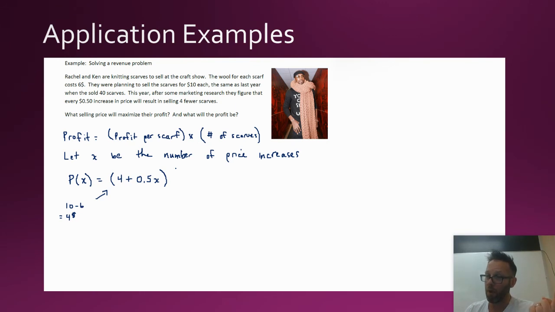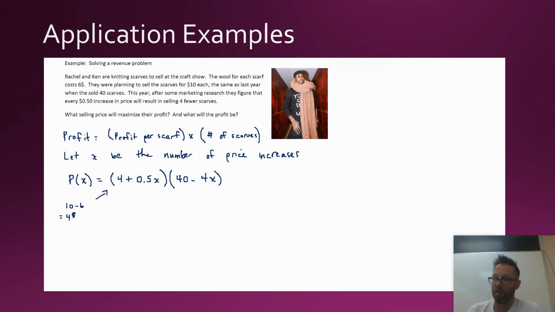They increase the price one time. Instead of making $4 per scarf, they're making $4.50 per scarf. They increase it 2 times, they're now making $5 per scarf. However, every time they increase the price, they sell fewer scarves. So last year they sold 40, but every time they increase the price, they're going to lose 4 scarves. And guys, we've created a function for the profit they're going to make for these scarves.